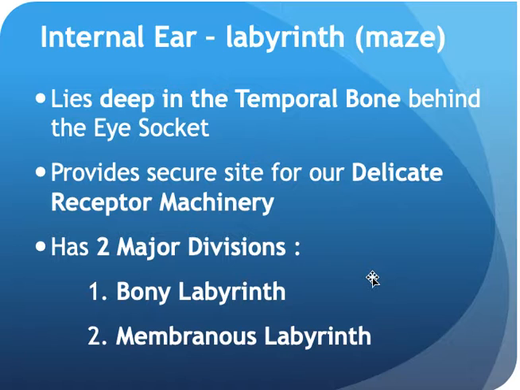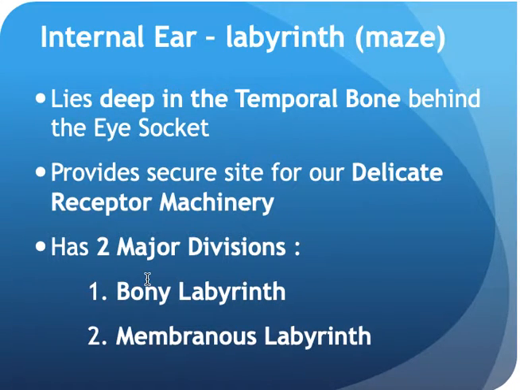So now we get to the inner part. It's basically called a labyrinth, also known as a maze. It's going to lie deep in the temporal bone behind the eye socket. Provides a secure site for our delicate receptor machinery. Okay, so a lot of things are going on in that temporal bone.